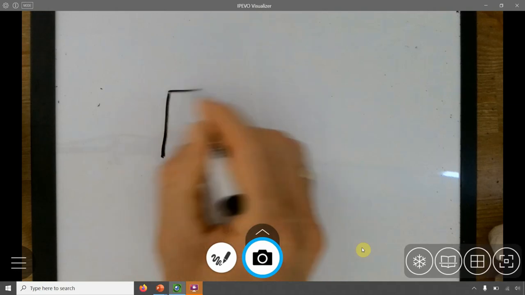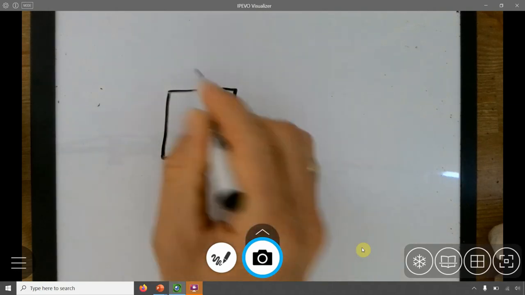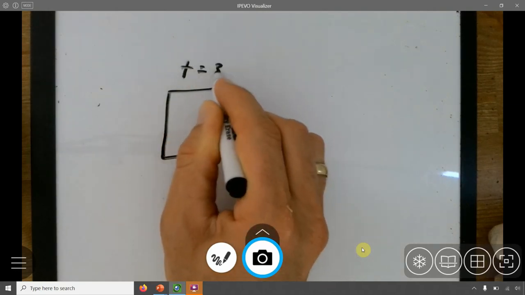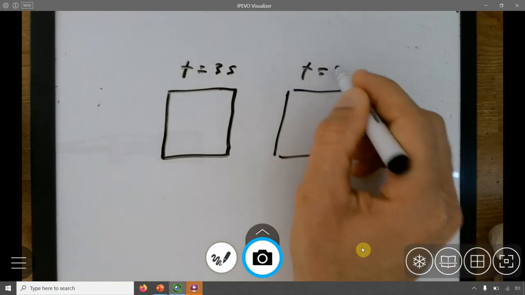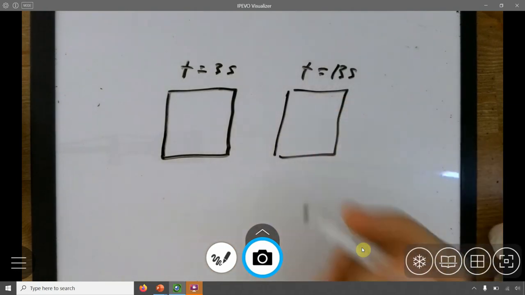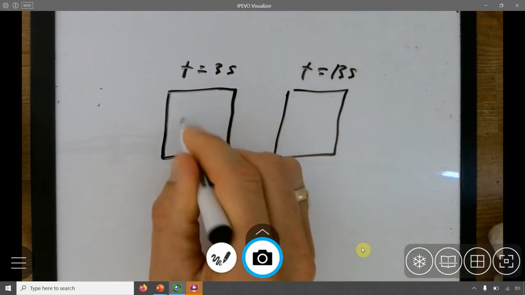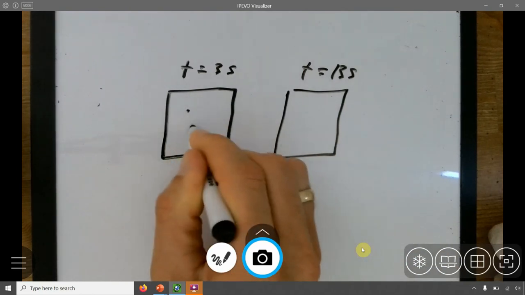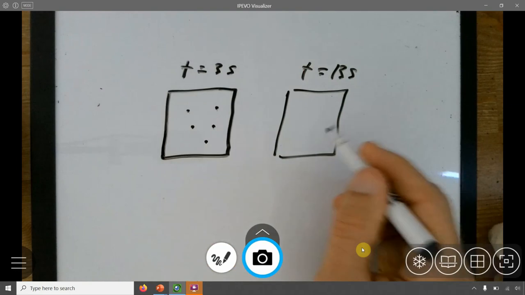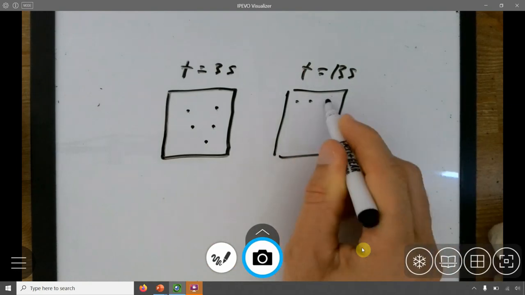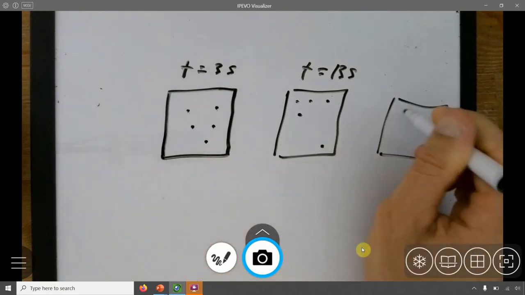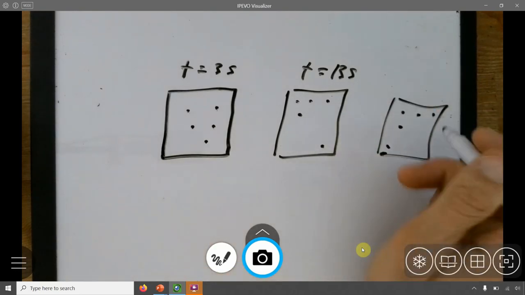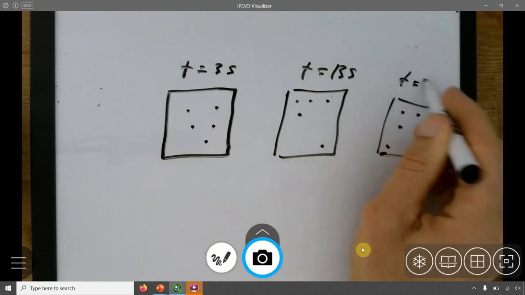material under a microscope, okay, and I look at it at time equals 3 seconds. And then I look at it again at time equals 13 seconds, so 10 seconds later. So at first, maybe it's got 5 molecules in it. 1, 2, 3, 4, 5. Okay, and then after 10 seconds, maybe it will look like this. It moved, as you imagine. The 5 molecules moved around. And maybe later on it will move even more. Something like that. So this is maybe t equal to 23 seconds.